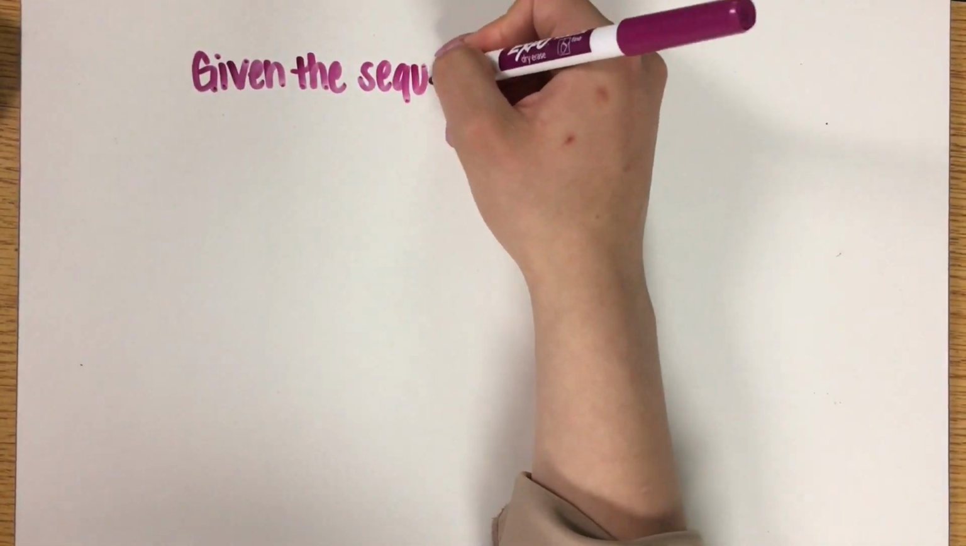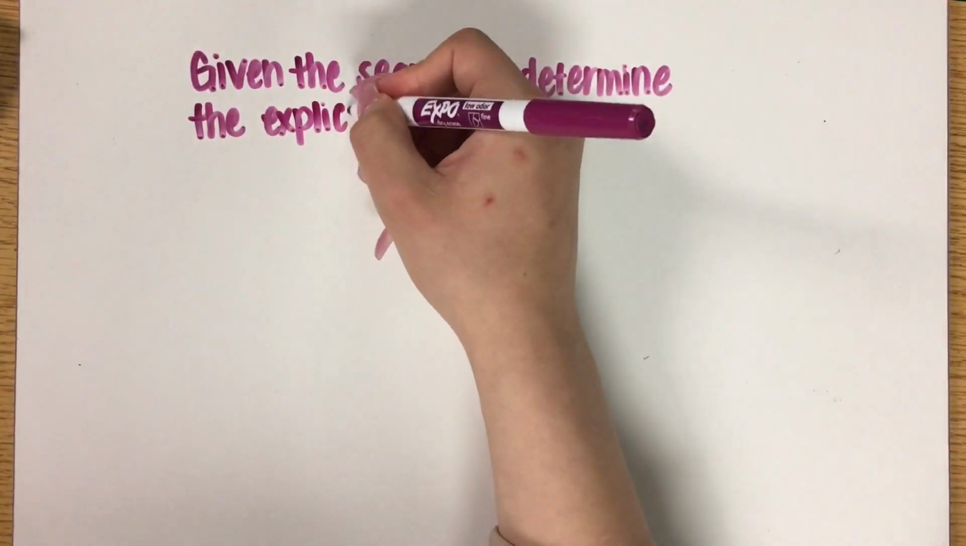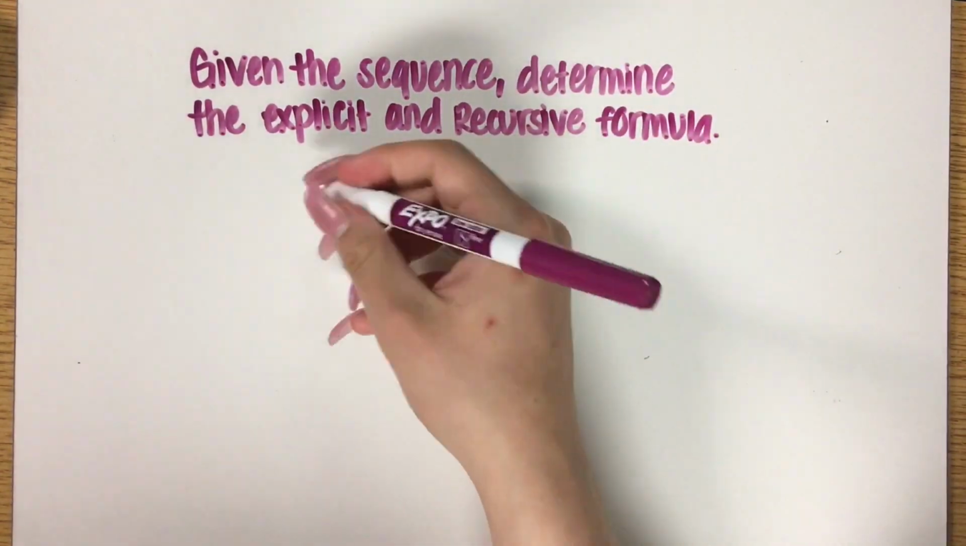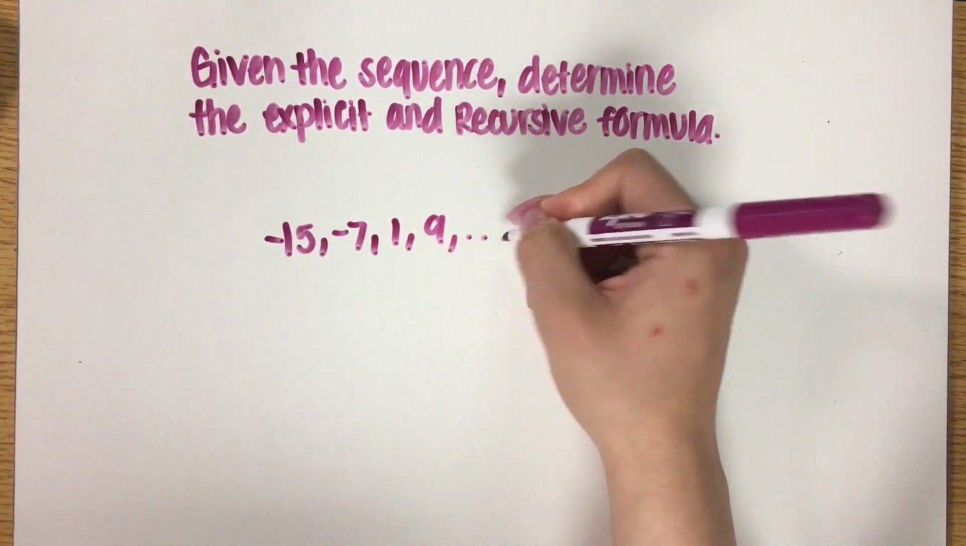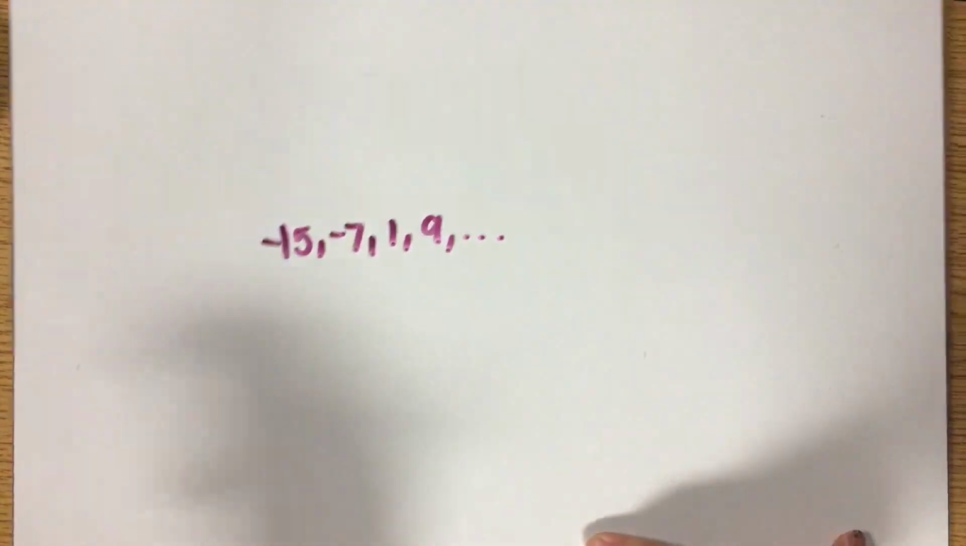Given the sequence, determine the explicit and recursive formula. Here are the first four terms of the sequence, which will help you determine whether the sequence is linear or not. Then you will need to find D, which is the common difference of the sequence, and your zero term, which you will also use as part of the formula.